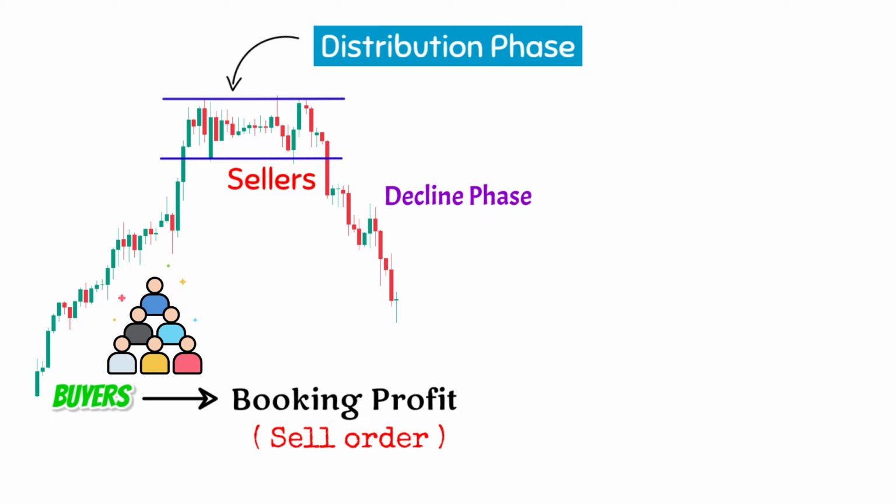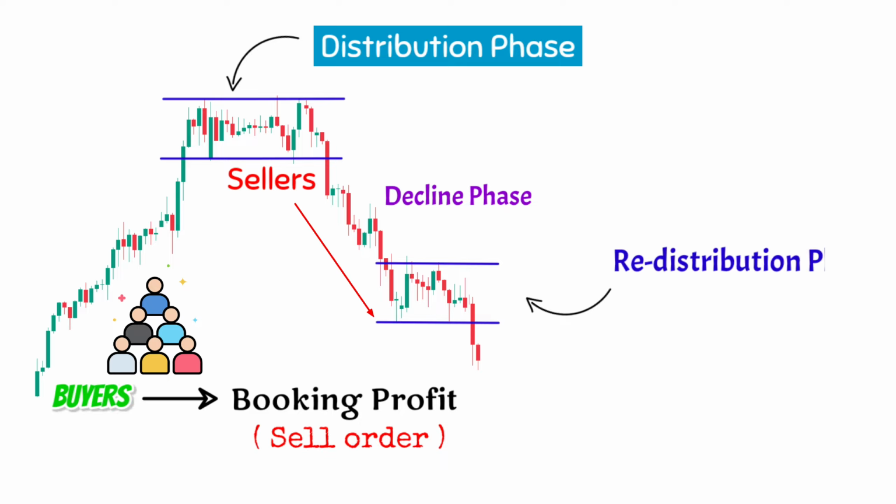This phase is the exact opposite of the advance phase. During the decline phase, the market creates lower highs and lower lows, and sellers remain in control. Now let's say the market is already in a decline phase. After moving lower, price starts moving sideways again and creates another range. If this range breaks downward, it is called a redistribution phase.